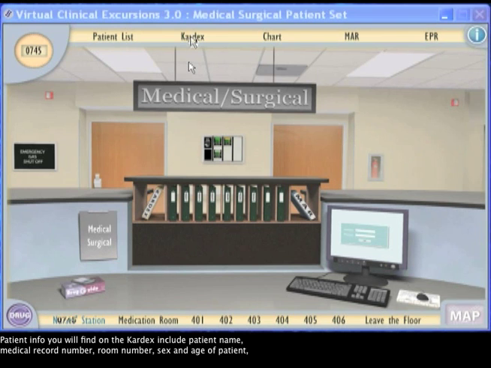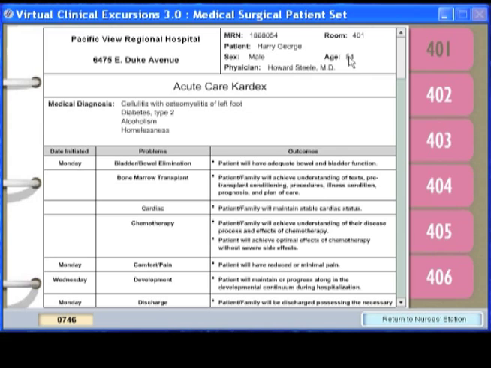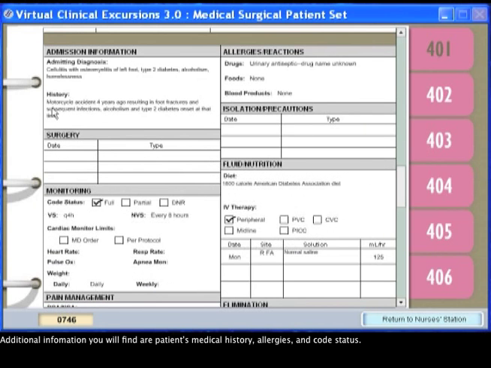Patient information you will find on the cardex include the patient's name, medical record number, room number, sex and age of the patient, the admitting physician, and your patient's medical diagnoses. Additional information you will find are the patient's medical history, allergies, and code status. You may begin to fill out your nursing process worksheet with this basic information.